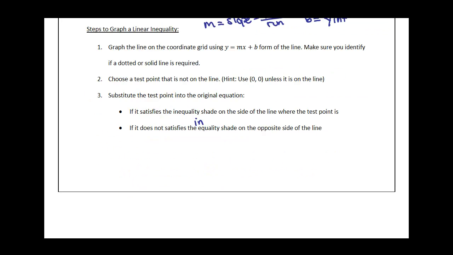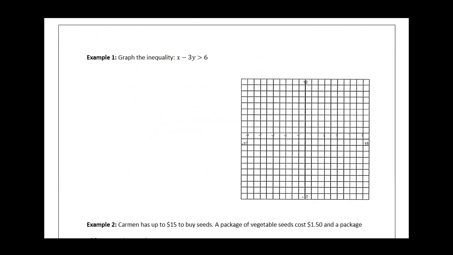Let's look at our first example. Example 1: graph the inequality x minus 3y is greater than 6. Let's work through our steps. First I'm going to put it into y equals mx plus b form so I can graph it. Rewriting, we have x minus 3y greater than 6. I'm going to move the x to the other side, and we get minus 3y greater than minus x plus 6. Now I have to get rid of the negative 3 attached to the y, so I need to divide by negative 3.